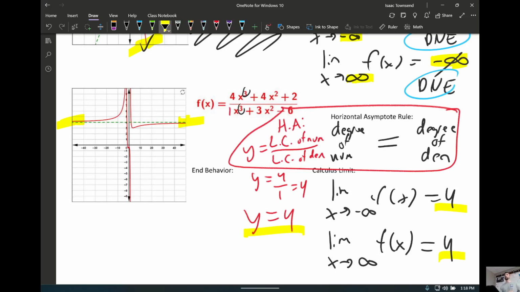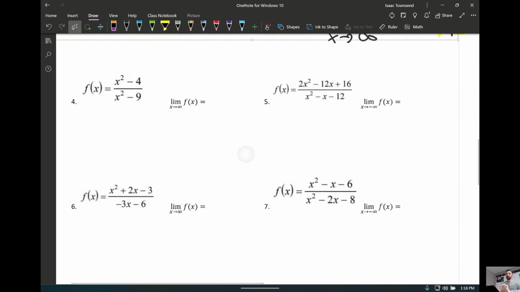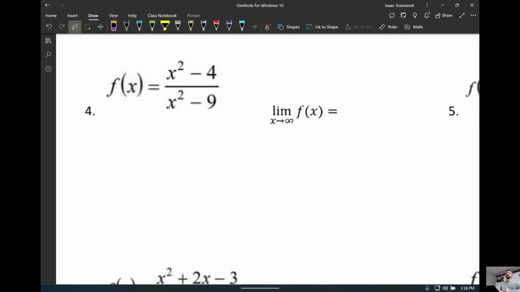So you always want to try to apply these horizontal asymptote rules anytime you're doing the limit as x approaches infinity or negative infinity. If it's some other number, we got to do the other step that we did. But with infinity and negative infinity, there's very, very little work to do. But you have to know all three of these cases. So on the back, I will tell you what my thought process would be.